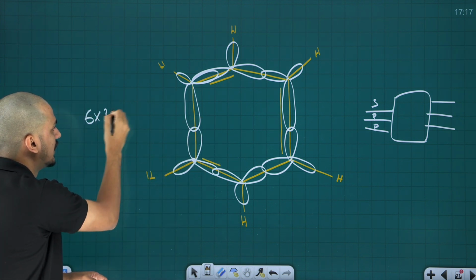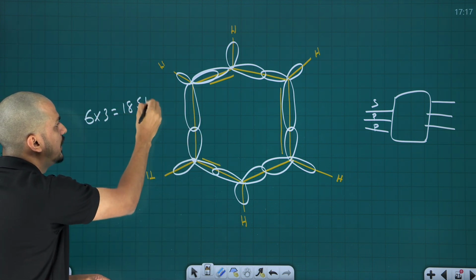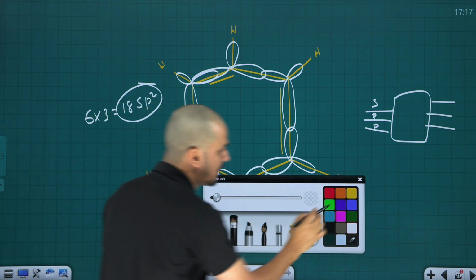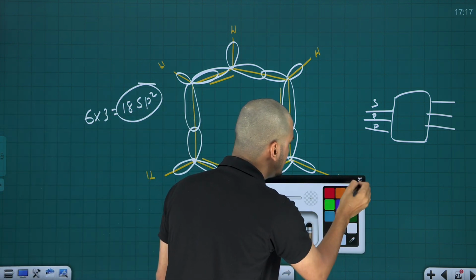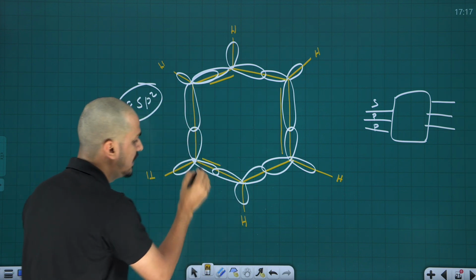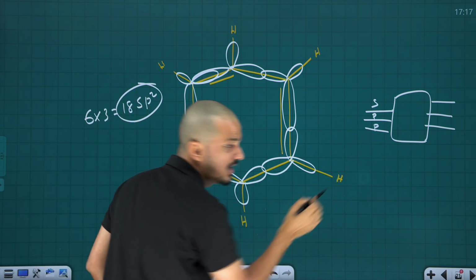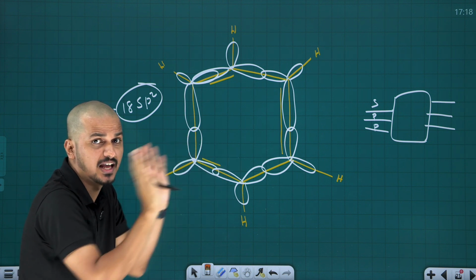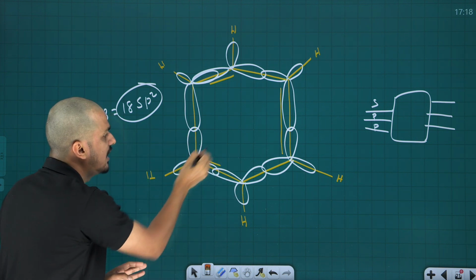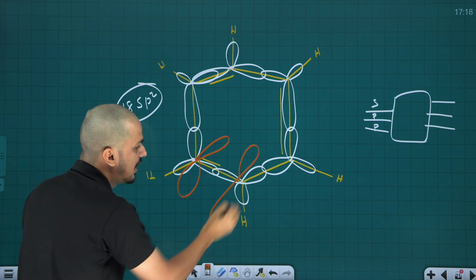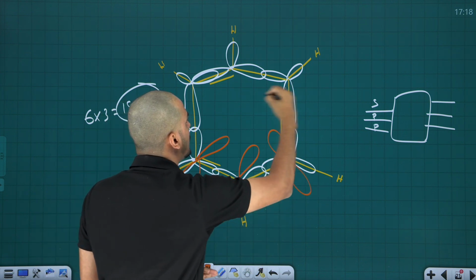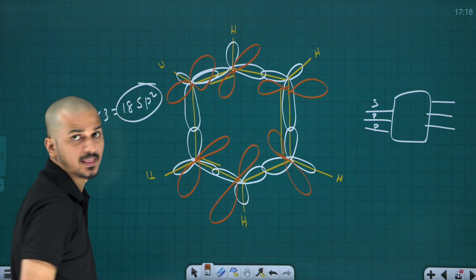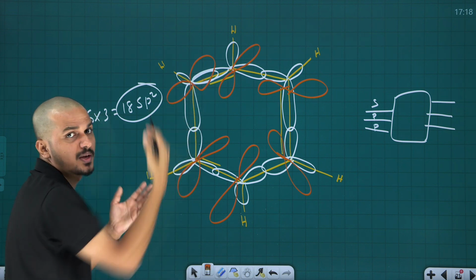So 6 into 3, that means 18 sp2 hybrid orbitals will be there. Ready? And each carbon, sp2 means in each carbon, 1 p orbital will be there, without mixing, without using for hybridization. So 1p here, 1p here, 1p here, 1p here, 1p here, 1p here. This pp only they are forming pi bond.